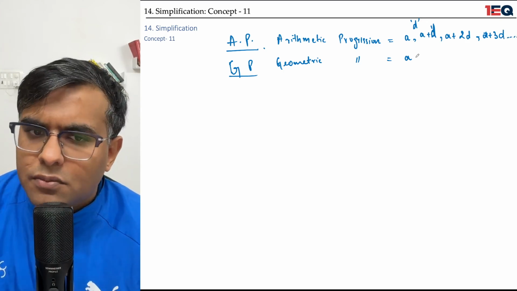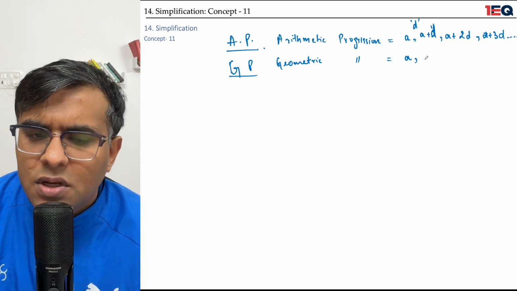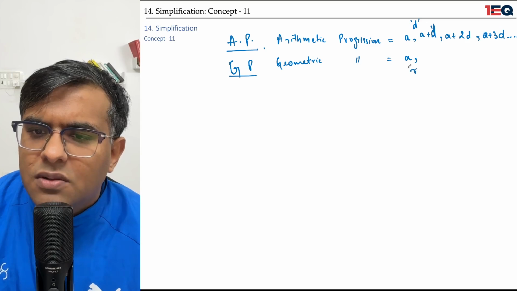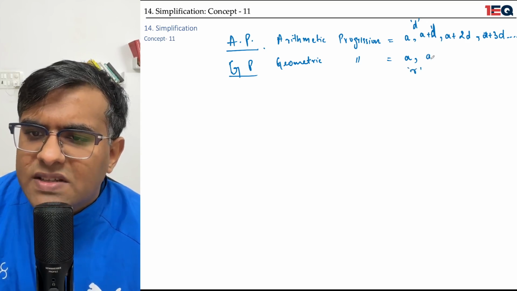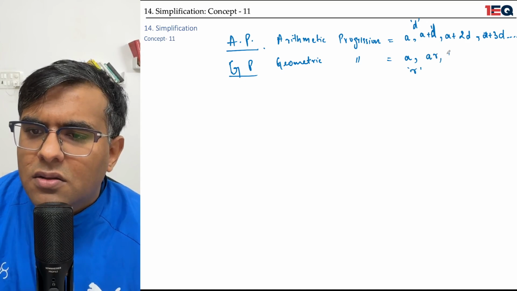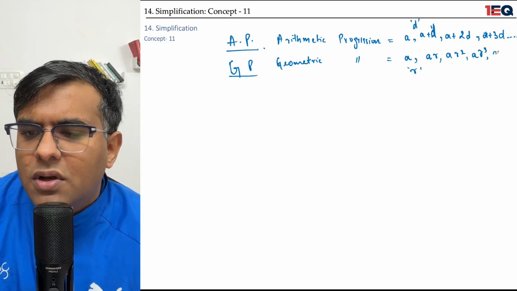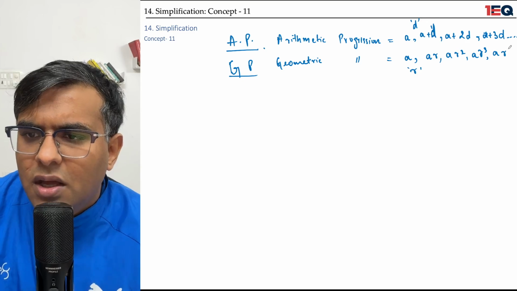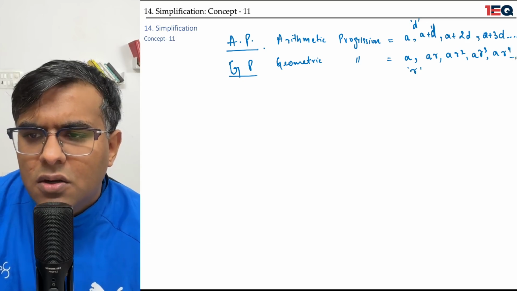Similarly, in a geometric progression, the first term is a. The common ratio between the terms is r. So the second term is going to be ar. The third term is going to be ar square, the fourth term is going to be ar cube, the fifth term would be ar to the power 4, and so on.